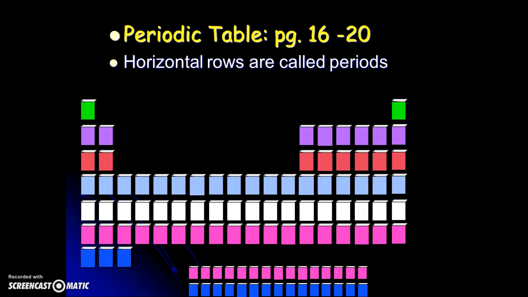For example, the reason we call it a periodic table is because each horizontal row is called a period. And there are a total of 7 periods in the periodic table. The top period, period number 1, contains just 2 elements, hydrogen and helium. And then as you go down the periodic table, you go period 2, period 3, period 4, all the way down to period 7.